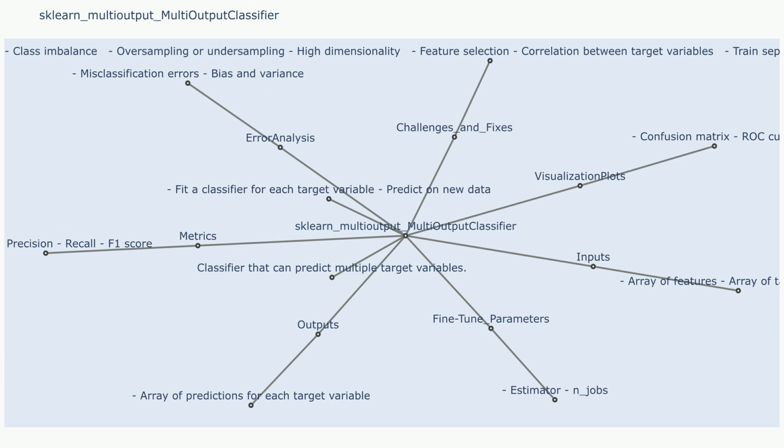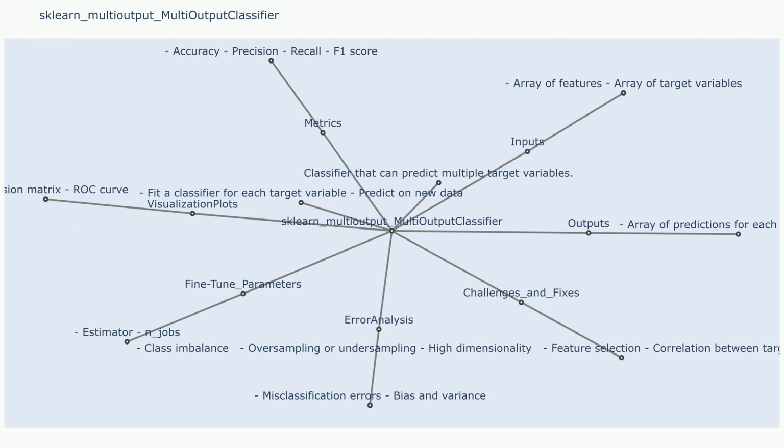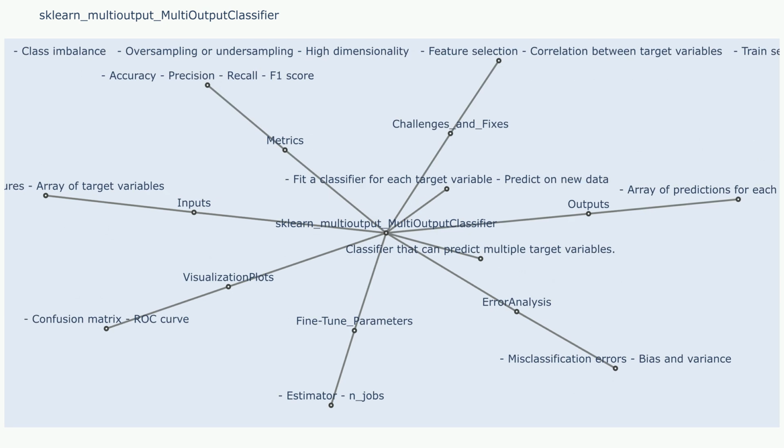Fixes to challenge 1. Use cost-sensitive learning. Assign different costs to misclassifications to penalize errors on the minority class more heavily. Oversampling. Increase the number of samples from the minority class to balance the dataset. Undersampling. Decrease the number of samples from the majority class to balance the dataset.